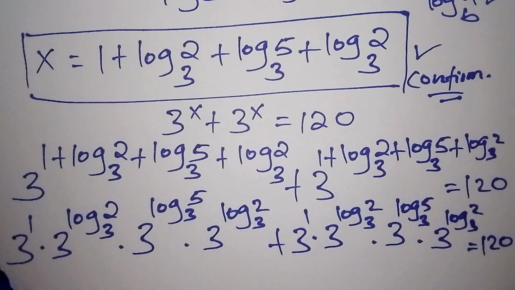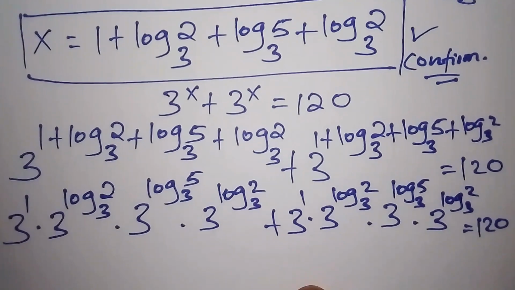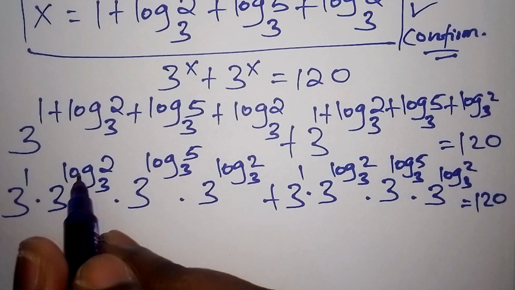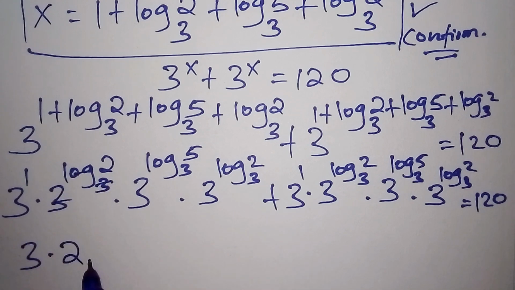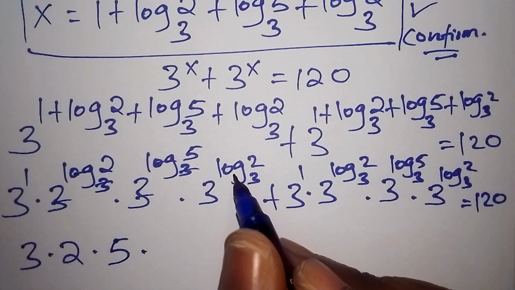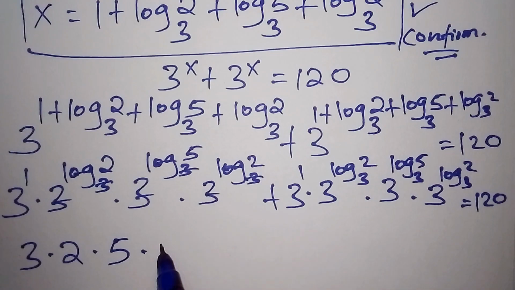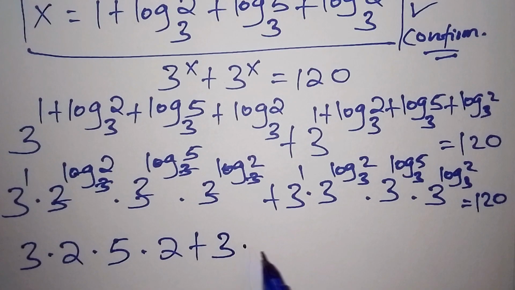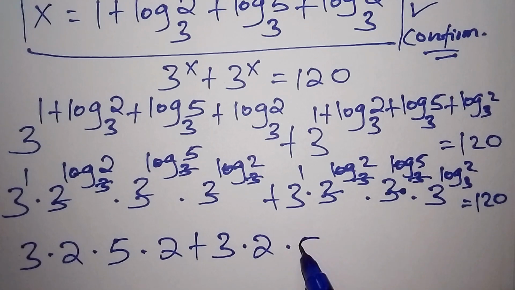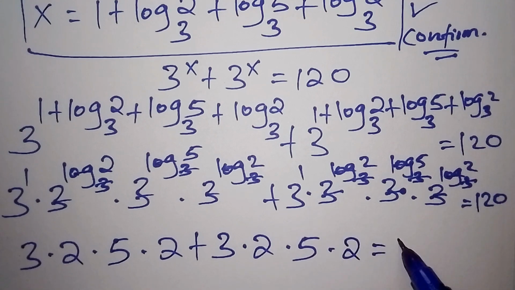So when you cancel this part, 3 to the power of 1 is 3. The log of 3 to the base of 3 cancels. So here we shall have 3, multiplied by 2, since the log of 3 to the base of 3 cancels, multiplied by 5, multiplied by 2 again, then also plus 3 to the power of 1, which is 3, multiplied by 2, the log of 3 to the base of 3 cancelling, then 5, then 2, is equal to 120.